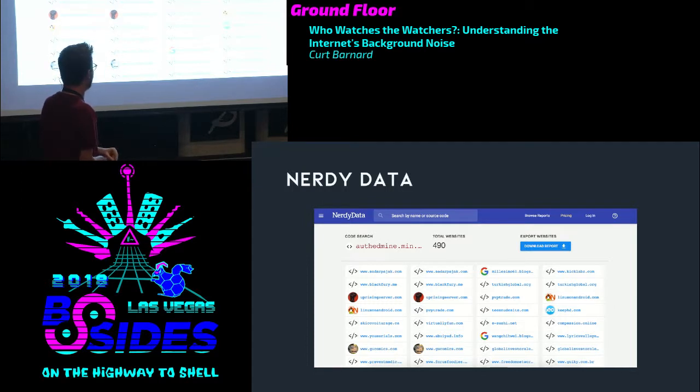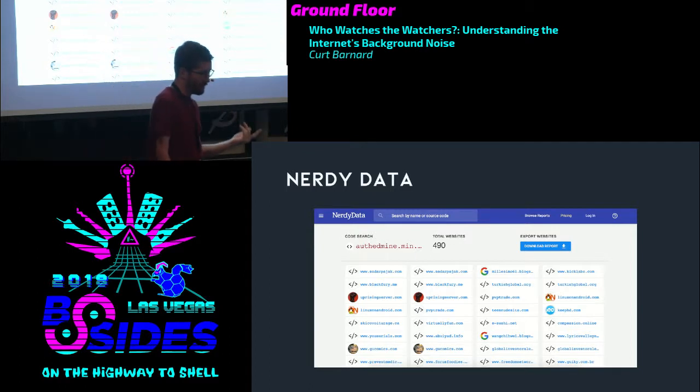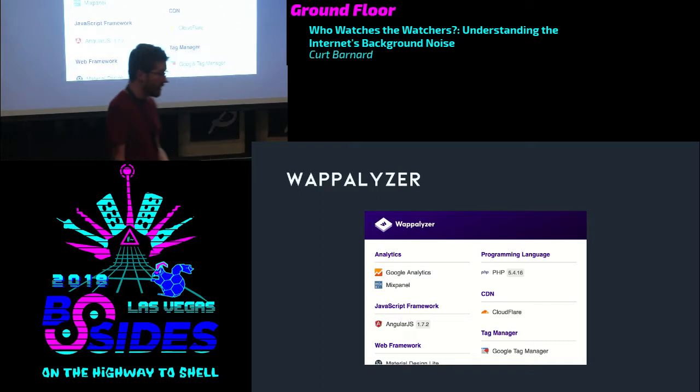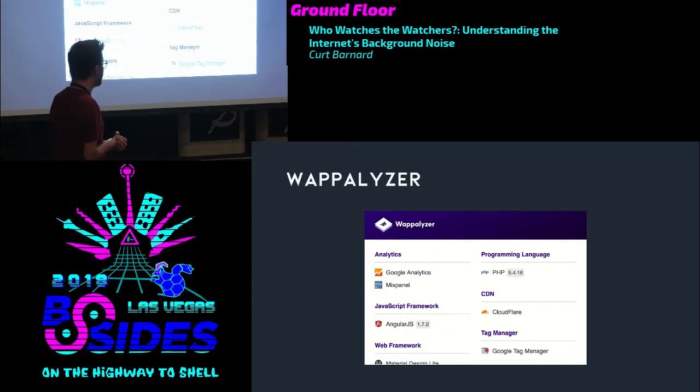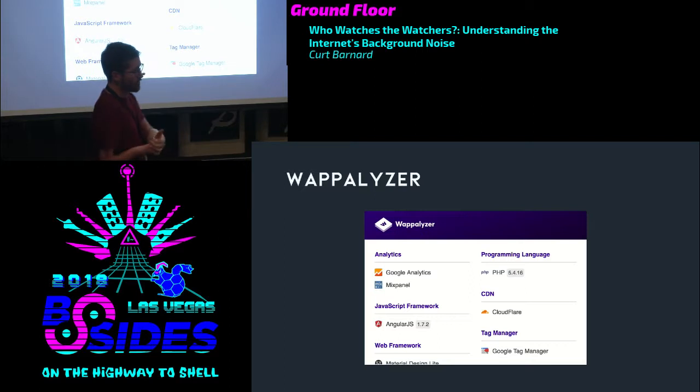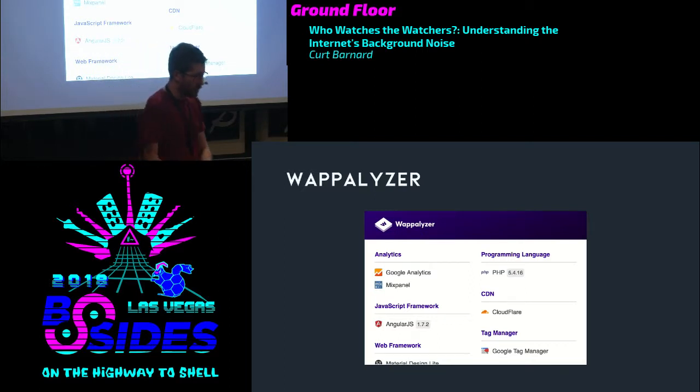Nerdy Data pitches themselves as the source code search engine for the web. So in this case, I did a search for the CoinHive Bitcoin miner that people are putting on their websites, and you can find a list of sites that have this crypto miner on it that they've scanned. There's a really cool tool called WAPPALYZER that lets you identify different technologies that are running on a web property. It's a GPL v3 tool, so you don't actually have to use their website. You can run it yourself, which is kind of cool.